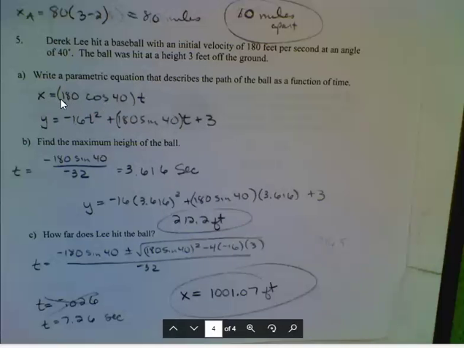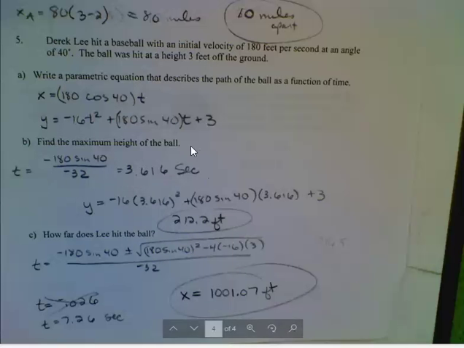So x is going to equal 180 times the cosine of that angle times t. y is going to equal, if it's in feet per second, negative 16 t squared plus 180 sine of 40 times t, plus the initial height, which was 3. So, setting those up, and then there's going to be 2 kinds of questions. One's going to be find the maximum height. So to find the vertex of a parabola, you just have to take the opposite of b. So b is that number right there in front of the t. So the opposite of b over 2a. And so when I put that on my calculator, I got 3.616 seconds.